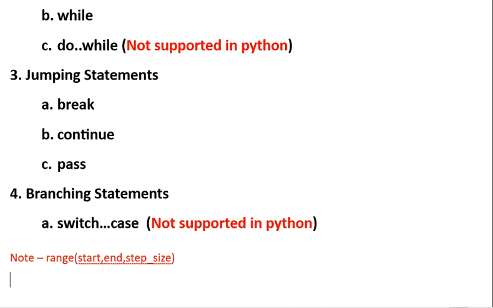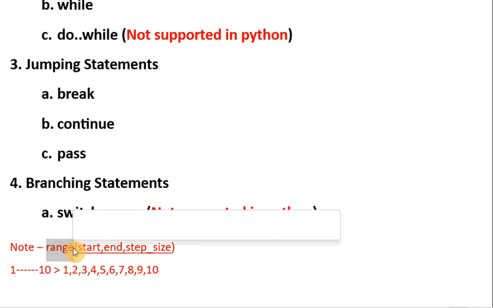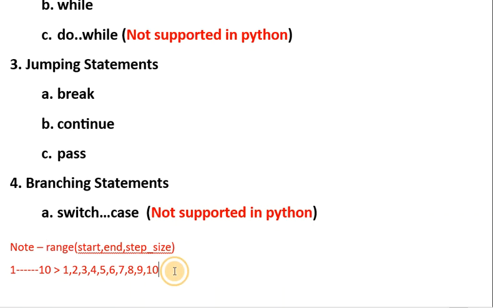Let's suppose I want a series of 1 to 10. My expectation is 1, 2, 3, 4, 5, 6, 7, 8, 9, and 10. You can see that in this continuous sequence of numbers there is one initial point, that is 1. So how will the range function give us this series?